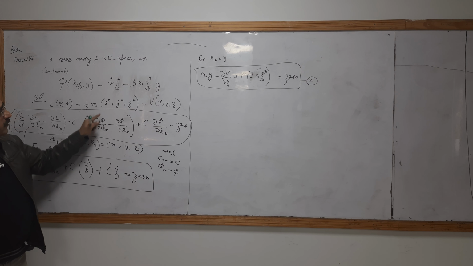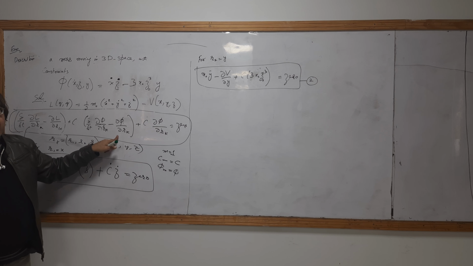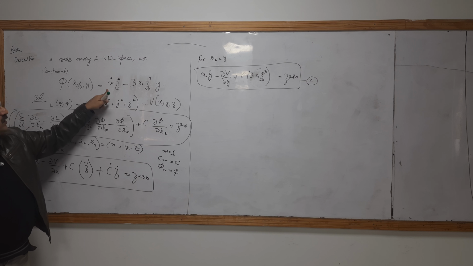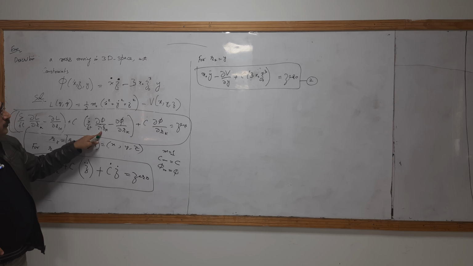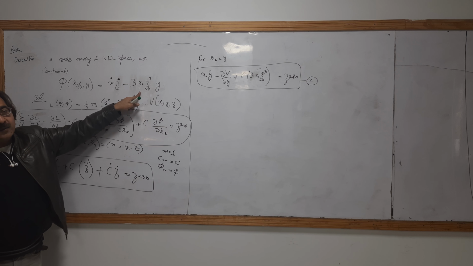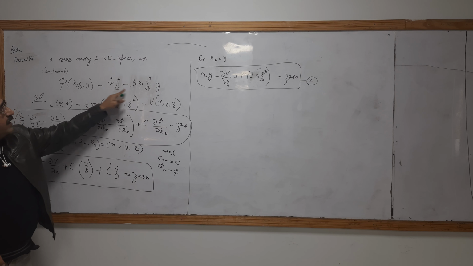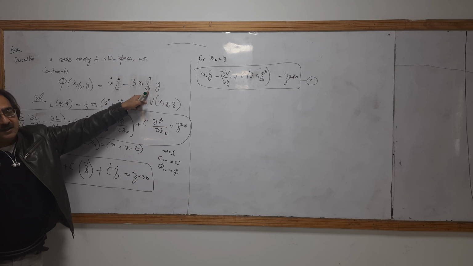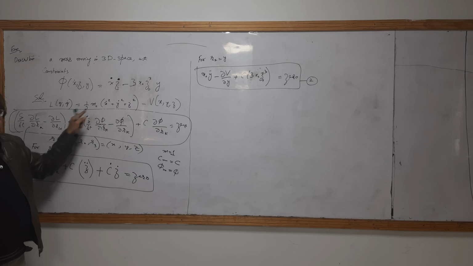When you take derivatives, this is a phi. This is L, this is phi. So the second term is about the phi, a constant. When you take the derivative with respect to y dot, there is no y dot in this term, so the first term will be 0.